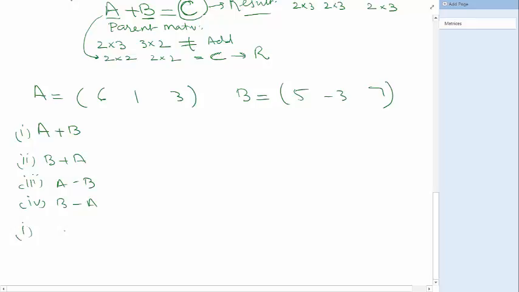So let's start with A plus B first. In the first step, we need to check the validity of the addition, whether addition is true or not. For validity of addition or subtraction, the key is to identify the order of the parent matrices. A has the order of 1 by 3 and B has the same order of 1 by 3. So we can say that addition or subtraction of two matrices A and B are true here. Now the key is how to execute the addition or subtraction.